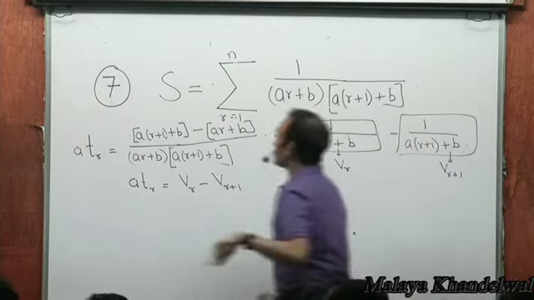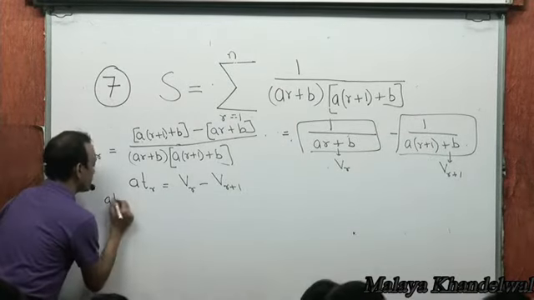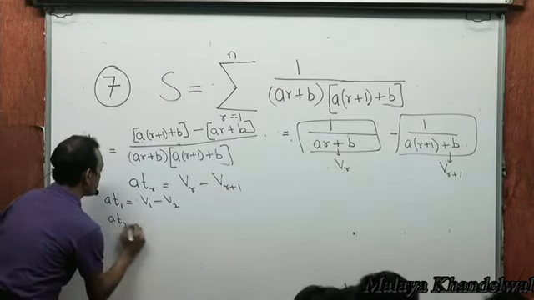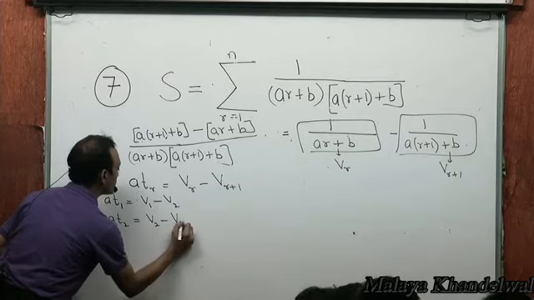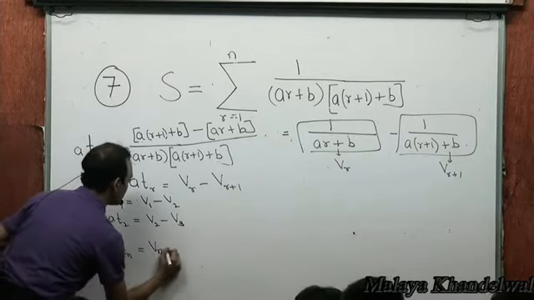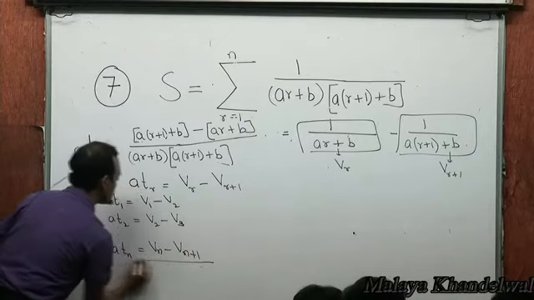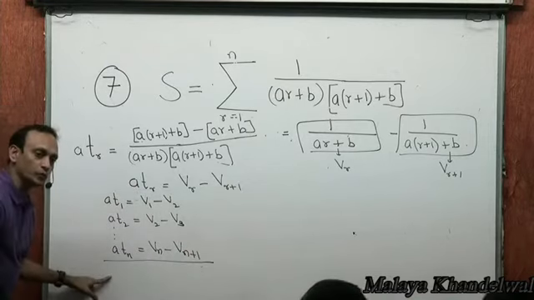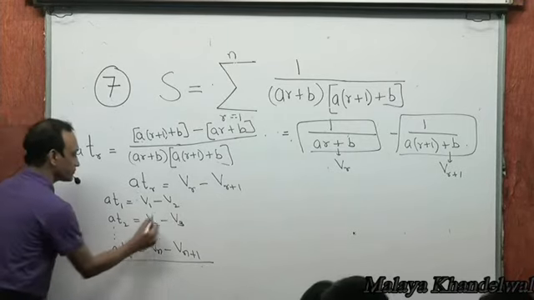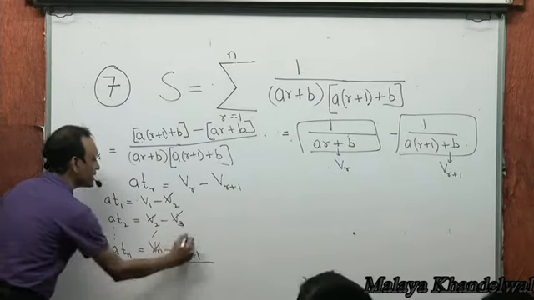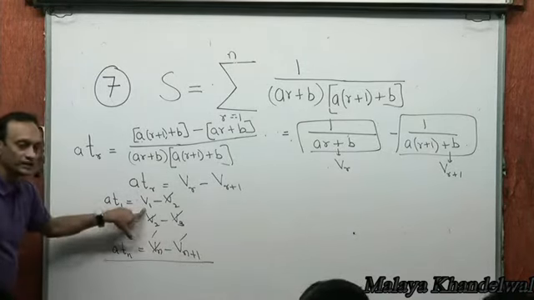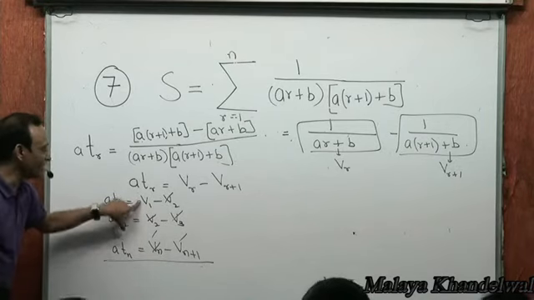Clear? So A times T1 is V1 minus V2. A times T2 is V2 minus V3. A times Tn is Vn minus V n plus 1. And now I add vertically. Do you understand this? There is a left inclined cancellation. So two terms survive, V n plus 1 and V1.